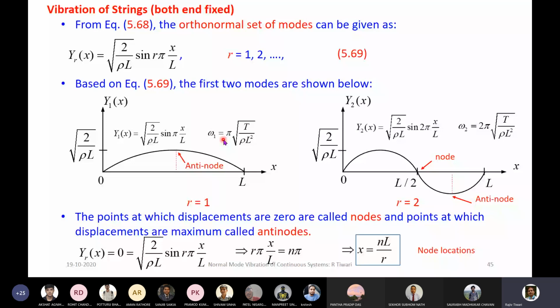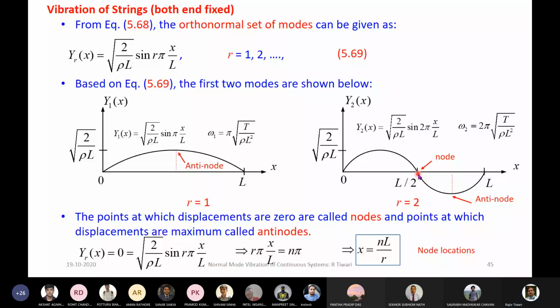Coming to the second mode, this is the corresponding natural frequency, twice of that, because we had the r term here. And the eigenfunction will be this. So the shape of the mode will be like this. At the fixed ends, the displacement is 0, but at the midpoint there will also be 0 displacement. Generally, we call this a node.